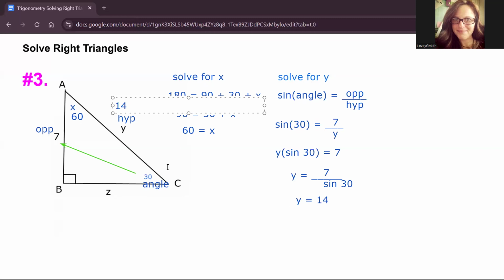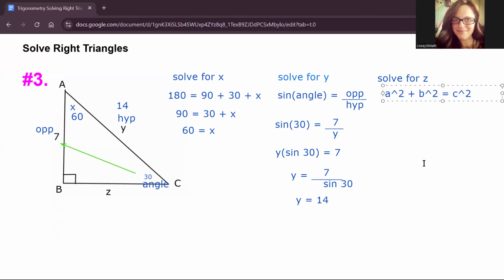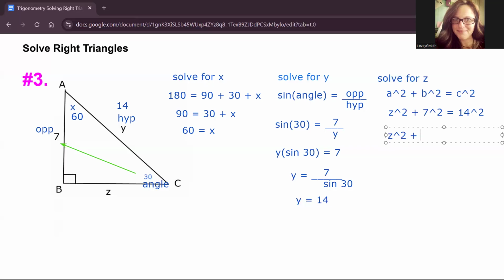And now we've got 2 out of the 3 sides. We can use the Pythagorean theorem to solve for z. A squared plus b squared is equal to c squared. A will be z, so we'll get z squared plus b is 7, 7 squared, is equal to 14 squared. Z squared plus 7 squared is 49. 14 squared is 196. And we'll subtract 49. And we get z squared is equal to 147.